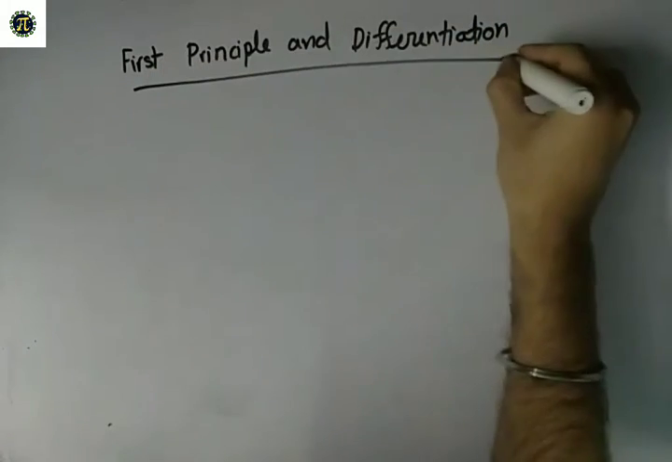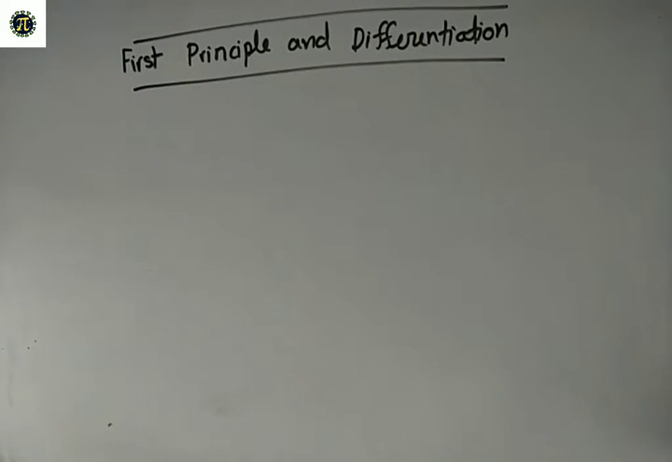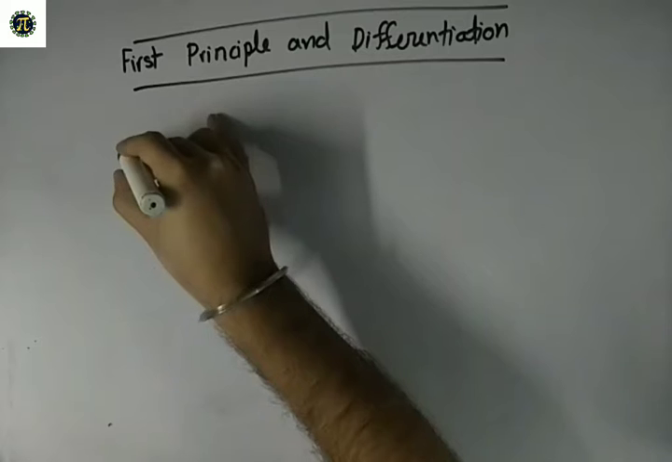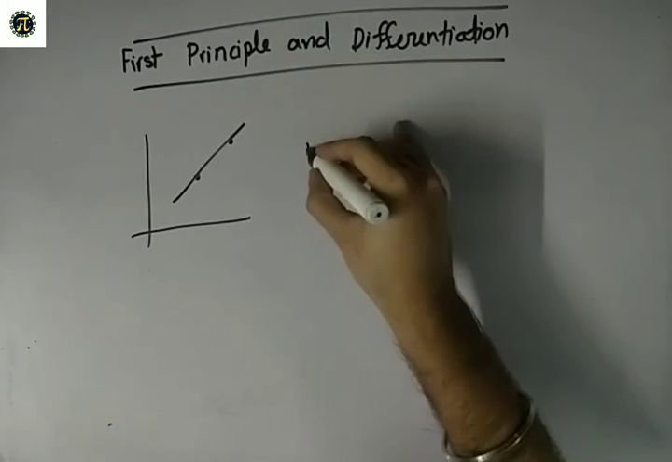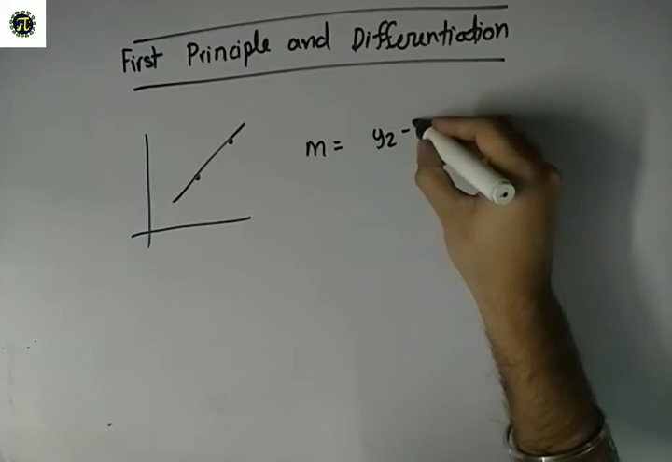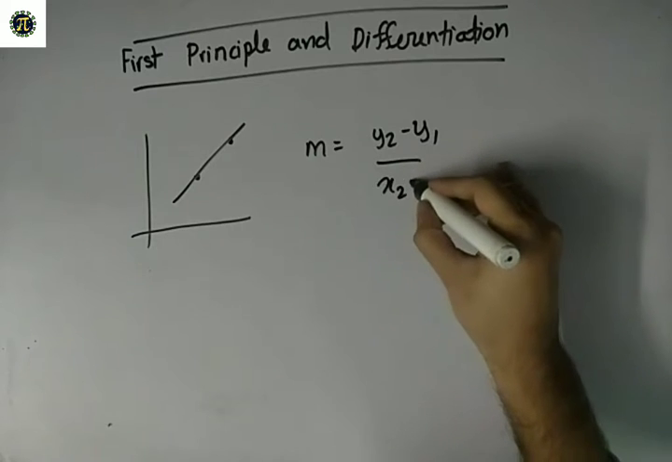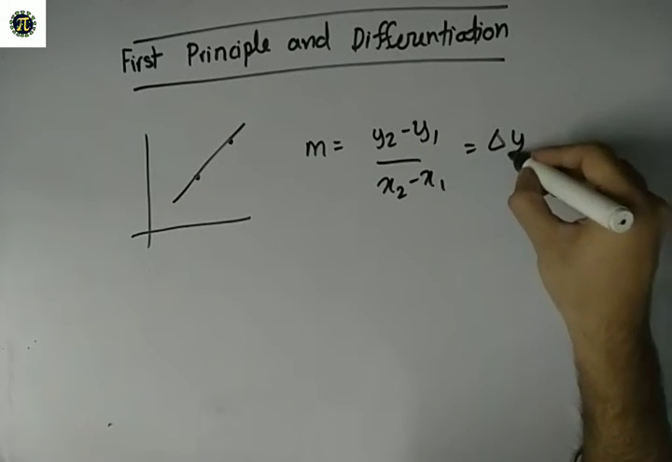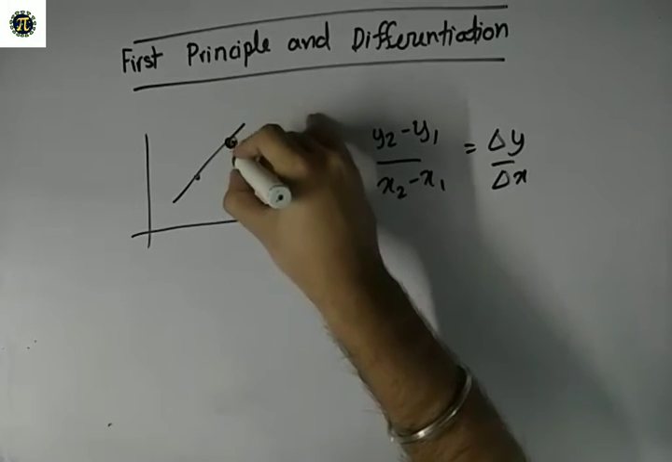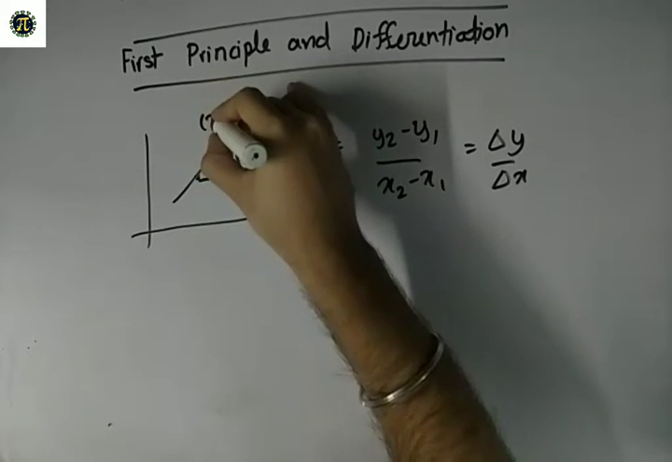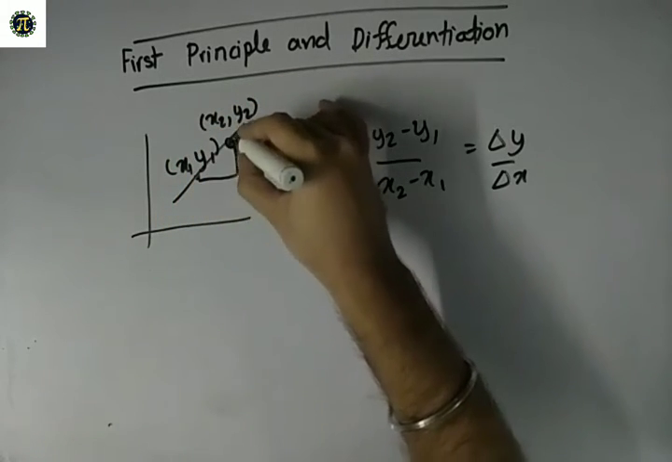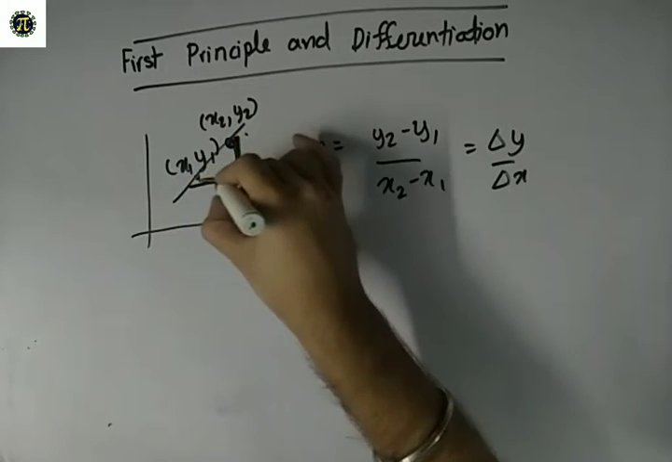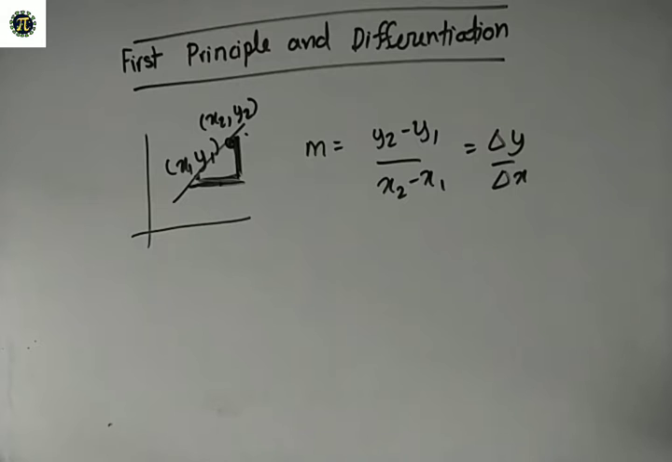So, what is differentiation? As you remember, in the last topic we learned the idea of what is slope. For two given points, the slope of the line is y2 minus y1 upon x2 minus x1. So what is this? It is change in y by change in x. For this point x2, y2 and for this point x1, y1, this value was the change in y, y2 minus y1, and this value was the change in x, x2 minus x1.